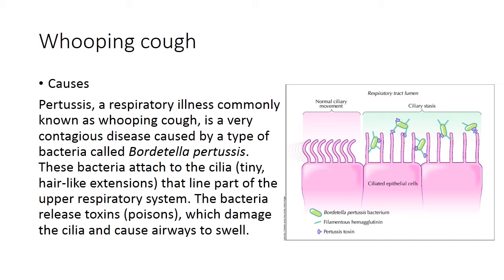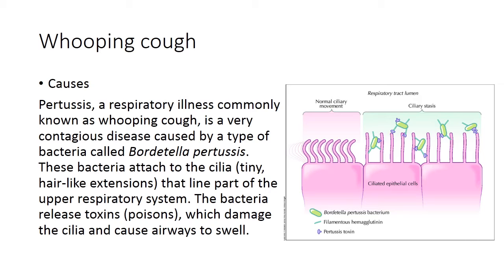The bacteria release toxins or poison which damage the cilia and cause the airways to swell. When the airways get swollen, they are not able to perform their proper functions, and when these airways are swollen, they cause pain and they cause coughing, and this disease is known as whooping cough.